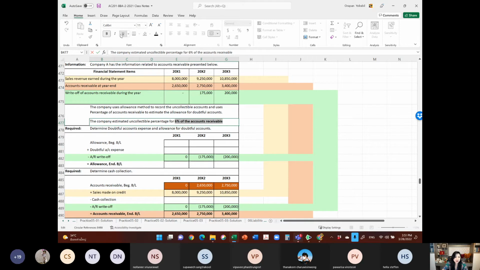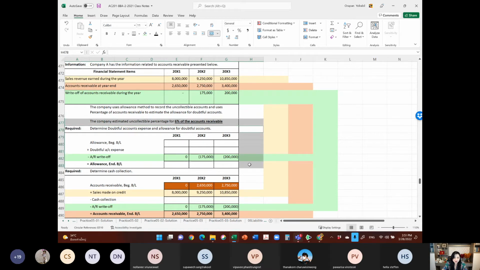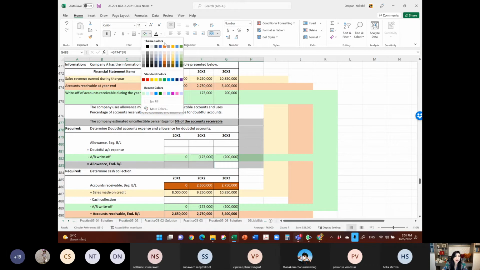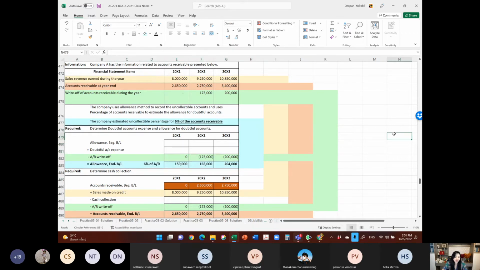So what you need to do is take this 6% and then multiply that by the accounts receivable. 6% multiplied by the accounts receivable. Let me write it down over here. So I write it already here, right? 6% of the accounts receivable.